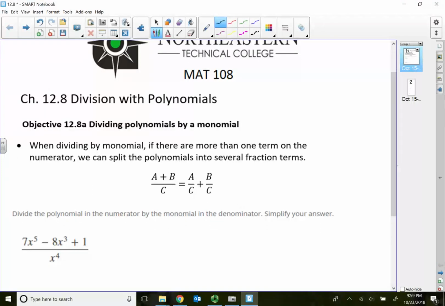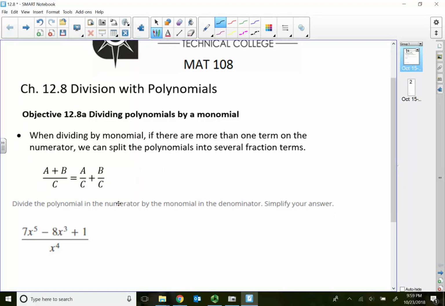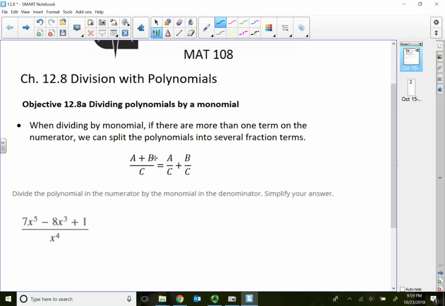One of them is dividing a polynomial by a monomial, where the denominator is only one term. When dividing by a monomial, or dividing by one term, if there is more than one term on the numerator, what we can do is split the polynomial into several fraction terms. Just like here, if I have (a + b) divided by c, then we can split it up into two separate terms, and the sign is based on what the sign is up here.